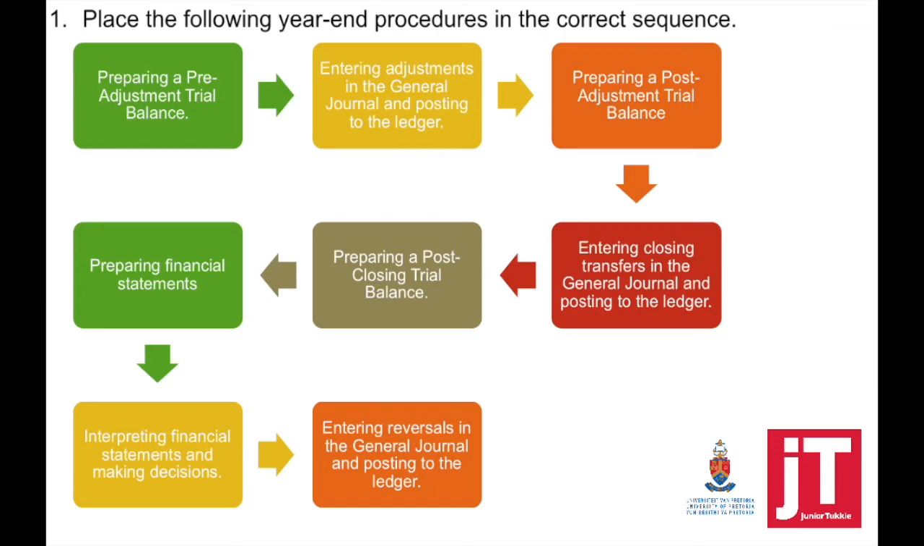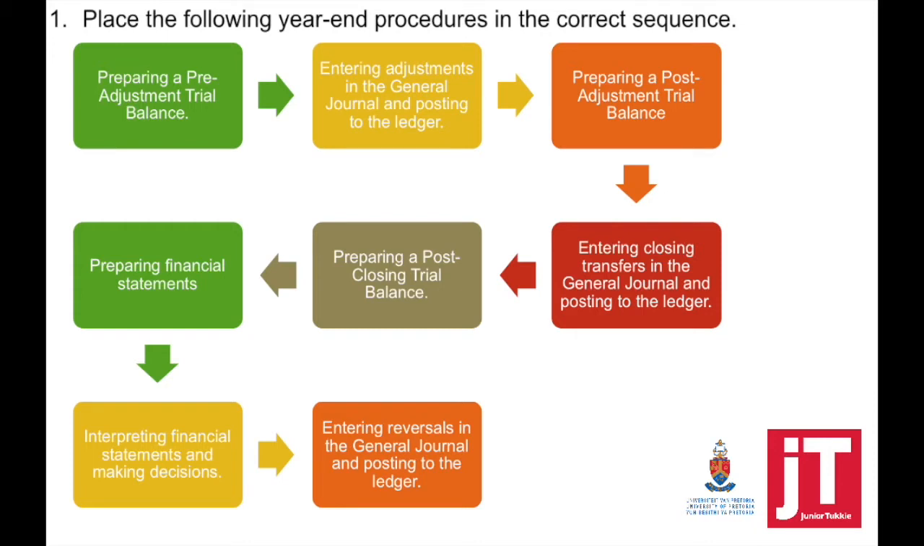Now we're going to move on to the closing transfers. That is done in the general journal and then posted to the ledger, so that we now can complete the post-closing trial balance. A post-closing trial balance has no nominal account section and no drawings, because nominal account section, which consists out of all my income and expenses, will be closed off to the current account.